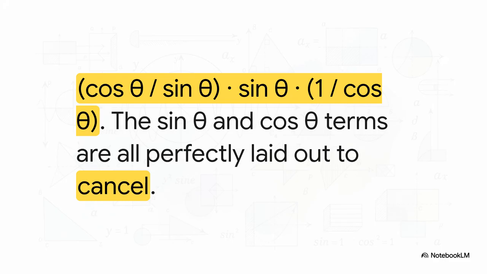Cotangent becomes cosine over sine. Sine, well, it's already sine. And secant becomes 1 over cosine. Now just look at what we've created. The sine on top cancels with the sine on the bottom.